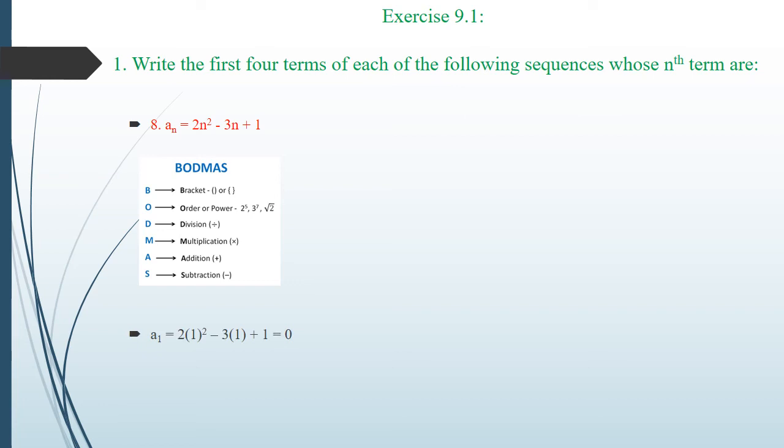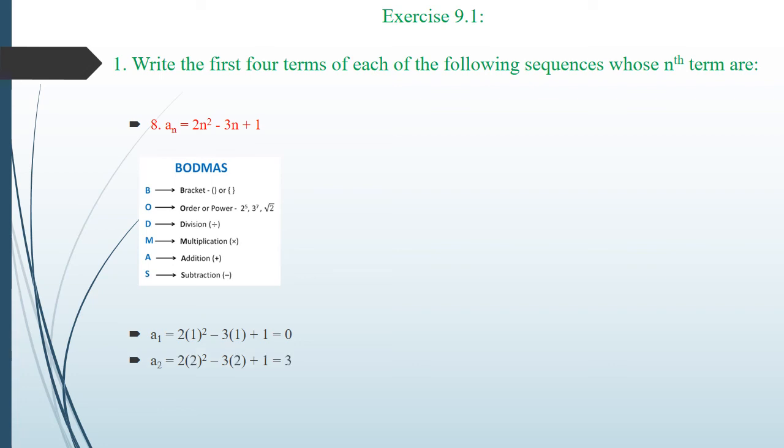a1 is represented by 2 into 1 square minus 3 into 1 plus 1. While solving this, first I solved the term which is present in the bracket, that is 1. Then I went for order, that is square. 1 square I did. Then I multiplied that with 2. Then I went on subtracting and addition, which gave me the answer as 0.